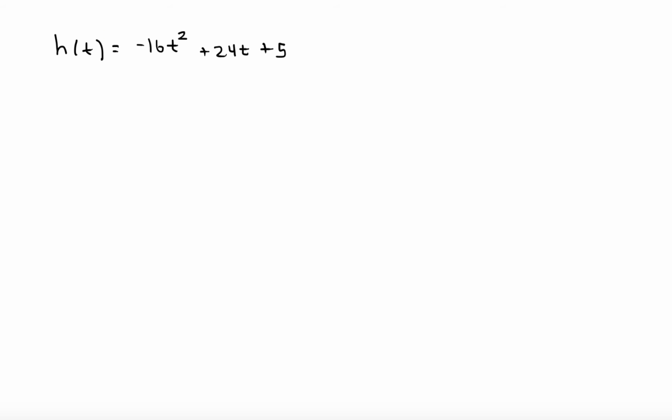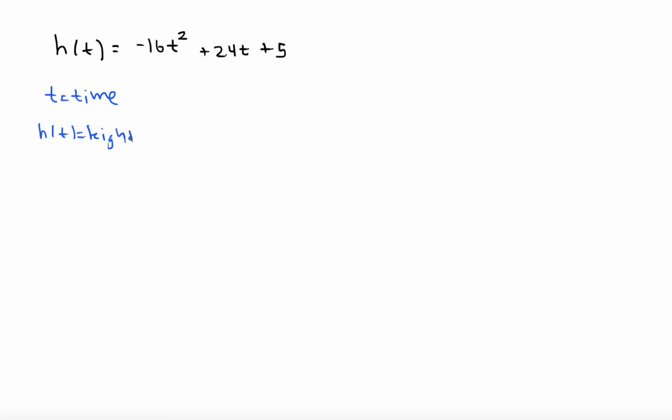Here we have this quadratic equation. It's h of t is equal to negative 16t squared plus 24t plus 5. Now this is a projectile motion, right? So t represents the time. You can imagine in this case, for example, maybe it's a quarterback throwing a football up in the air. So the t would be the time that the ball is in the air, and then h represents the height of the ball.